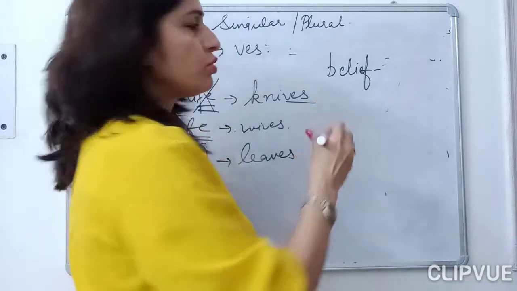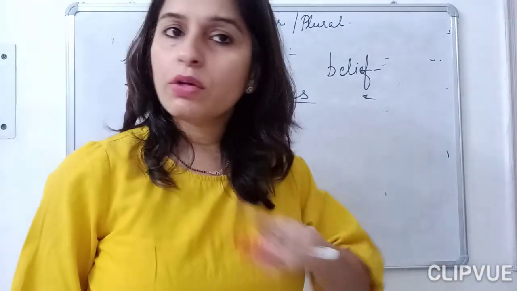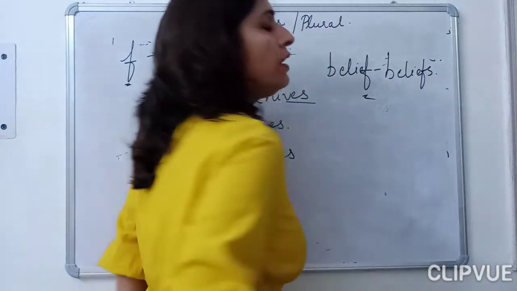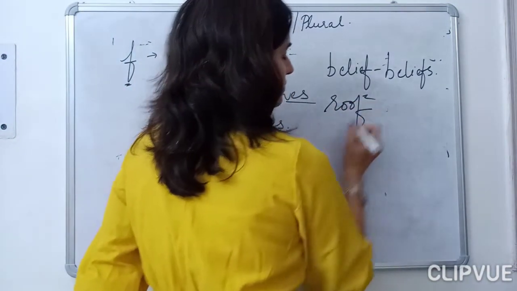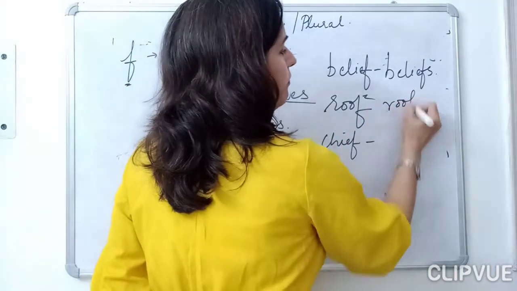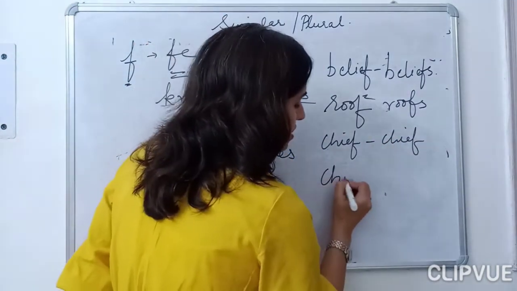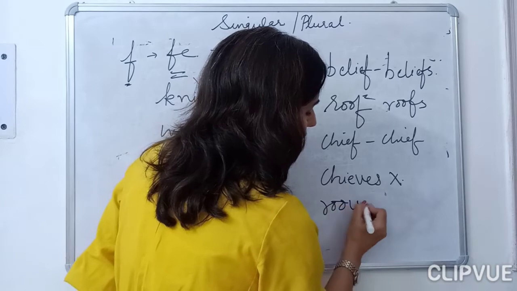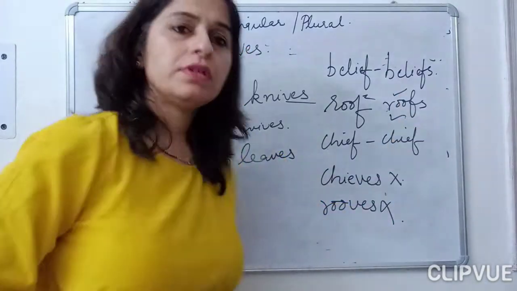Suppose I take the word belief. How do I write it? You will say, ma'am, it is ending with F, so the spelling will be B-E-L-I-E-V-E-S. No. The spelling here will be B-E-L-I-E-F-S. It will be beliefs only. Like, suppose you can take roof, chief. What will be the spelling here? It will be roofs, chiefs. C-H-E-V-E-S is wrong, R-O-O-V-E-S is wrong. So the correct spelling will be roofs and chiefs, children.